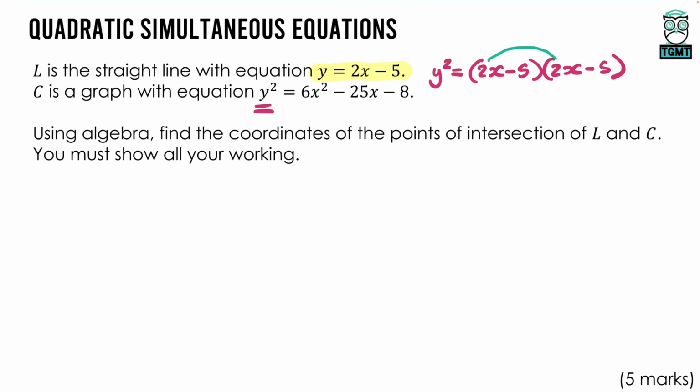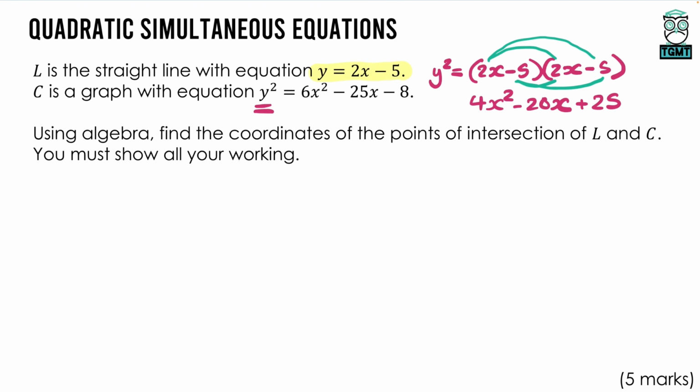2x times 2x gives us 4x squared. We now get two multiplications that will join in the middle, so 2 lots of negative 5 is negative 10, so minus 10x and another minus 10x, which gives us minus 20x. And then negative 5 times negative 5, which gives us positive 25. I'm being really careful in moments like that, just to make sure you are careful with your multiplications that involve negatives. Okay, so we now have our expression for y squared. Y squared is equal to this 4x squared minus 20x plus 25.